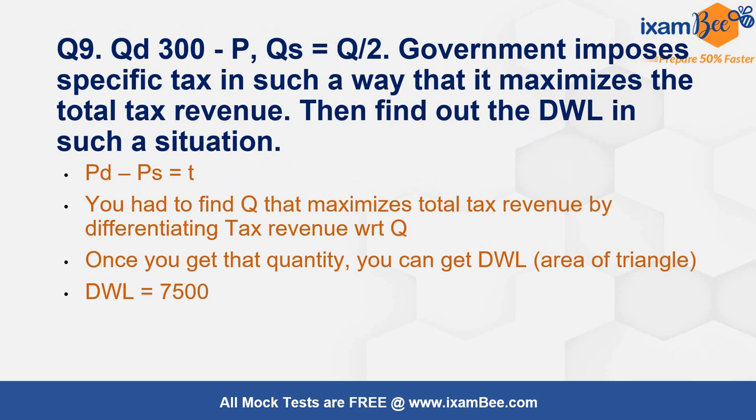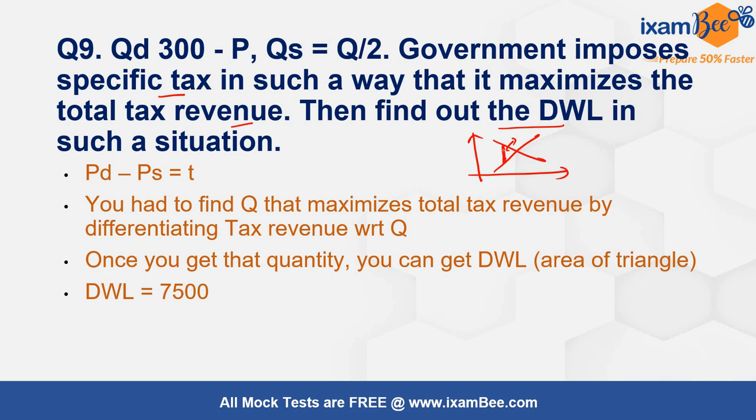Next question was, you were given the demand and supply functions, and it was said that government imposes a specific tax in such a way that it maximizes the total tax revenue. So you have to find out the deadweight loss. Now we all know deadweight loss is given by the area of this triangle. Now for this you need to know what is the tax.